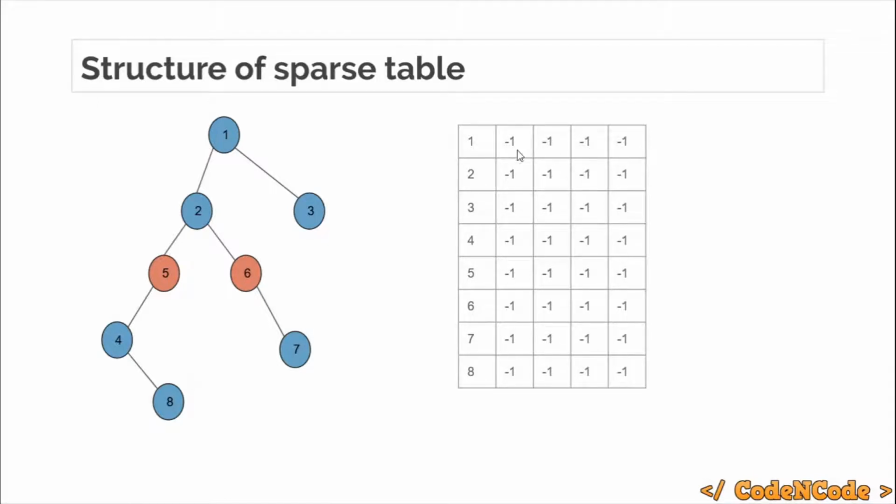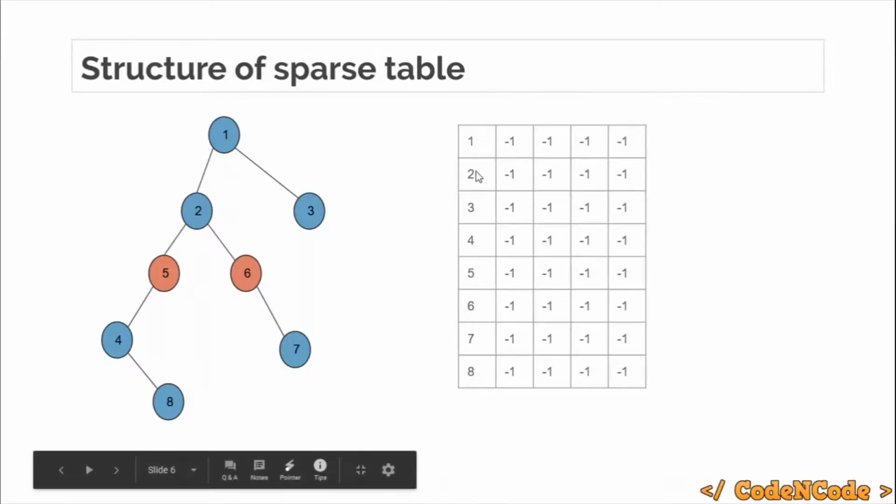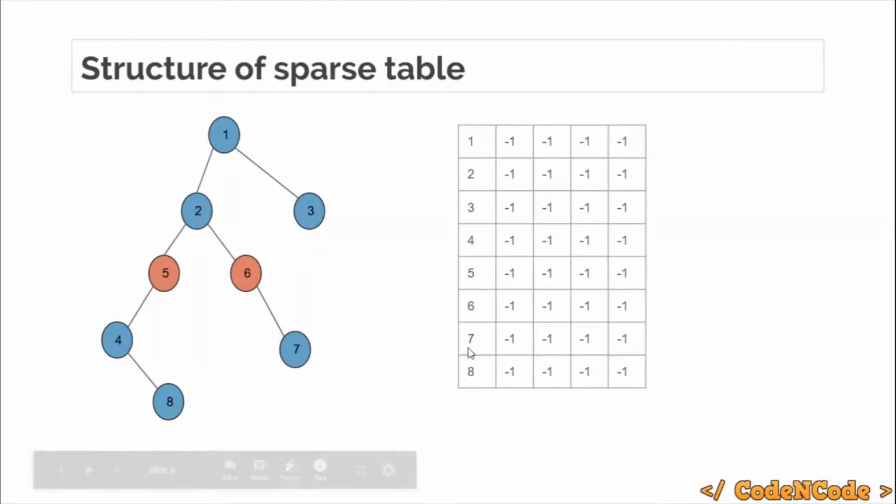The column represents 2 raised to power 0th parents, so this is actually row 1, 2, 3, 4, 5, 6, this is row, and this is column from 0 to 3. So this cell represents 2 raised to power 0th parent of node 1. This cell represents 2 raised to power second parent of node 1, and so on. So this is your LCA array.